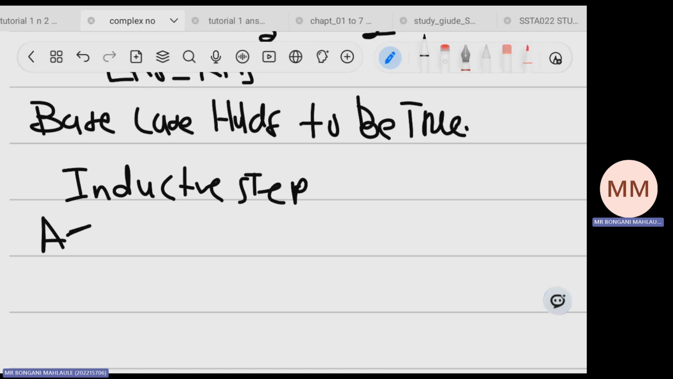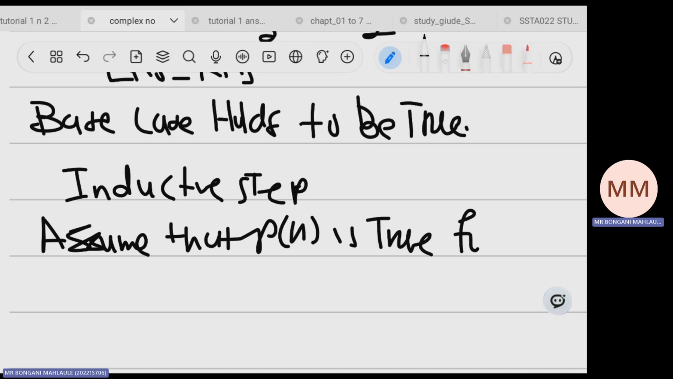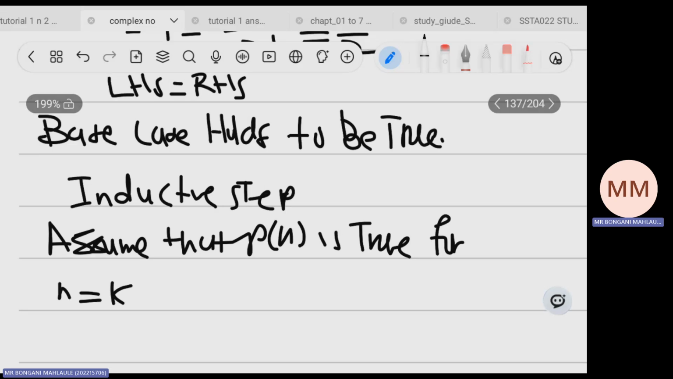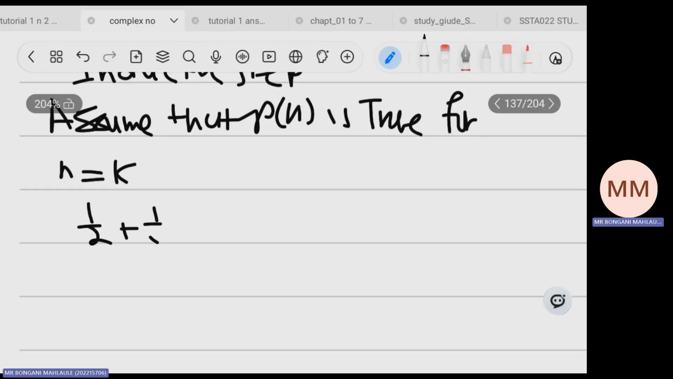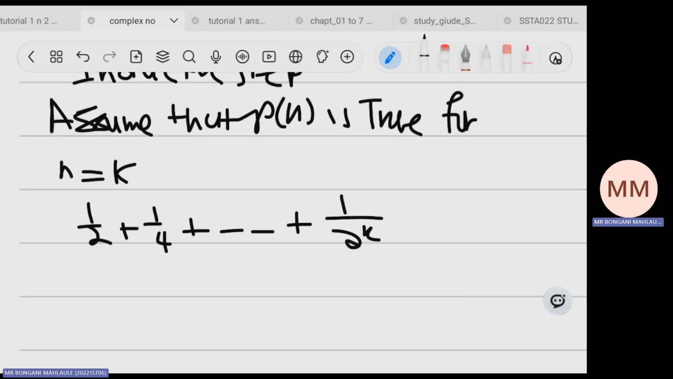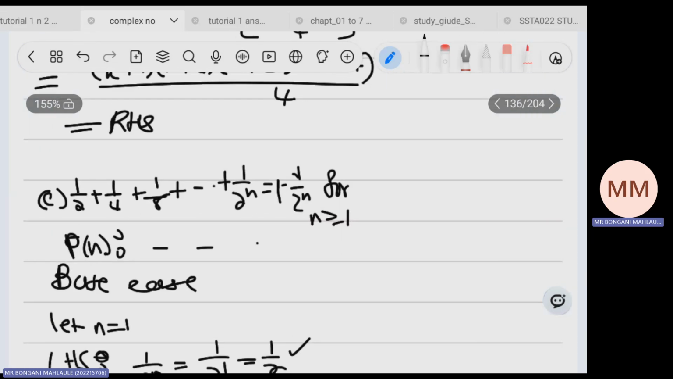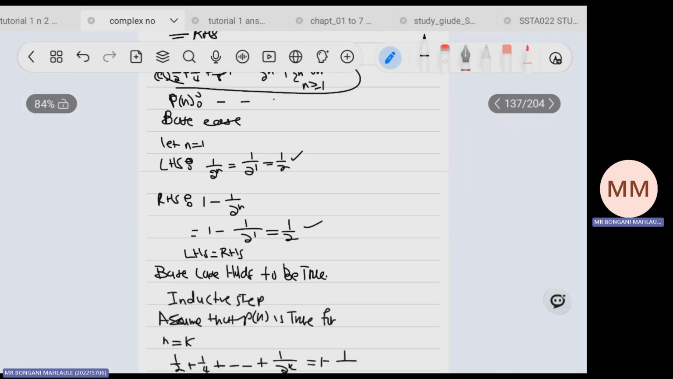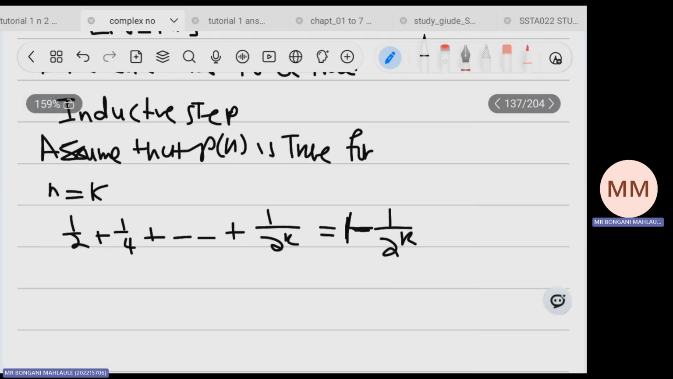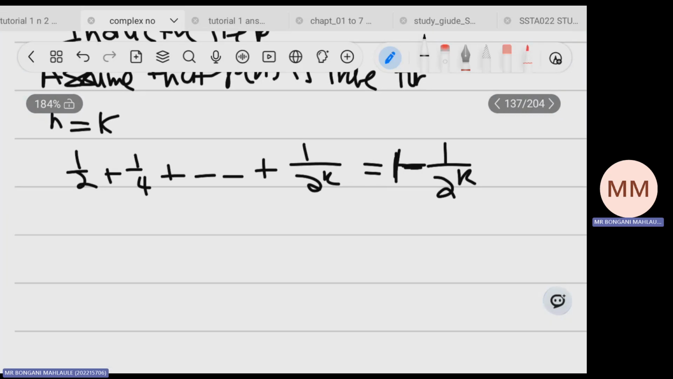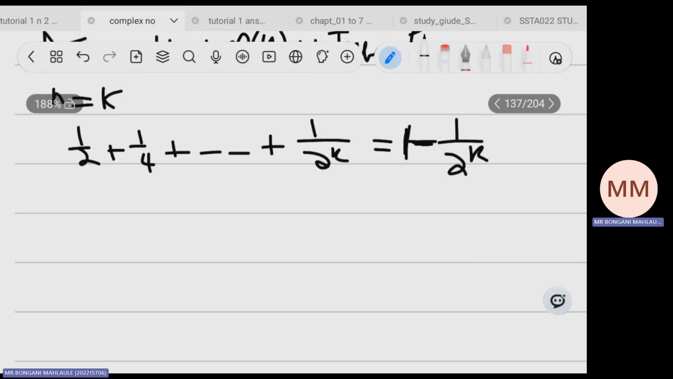So I'm going to say, assume that P of n is true for n equal to k. Then you are having 1 over 2 plus 1 over 4 plus up to 1 over 2 to the k. We'll be having that from here. We just replace with k everywhere.